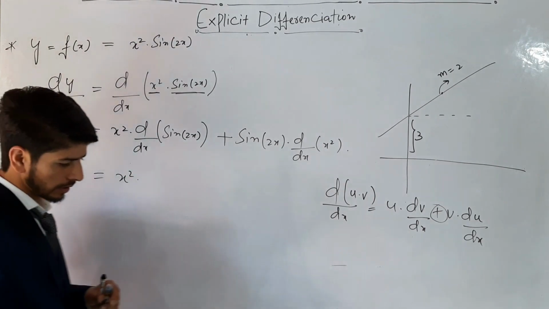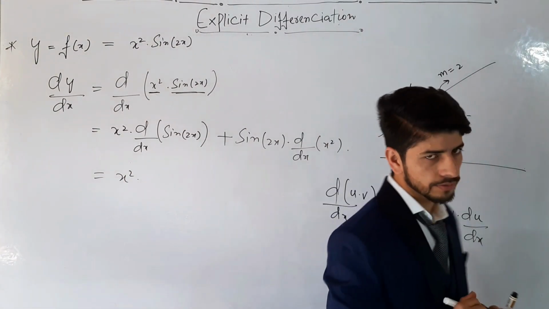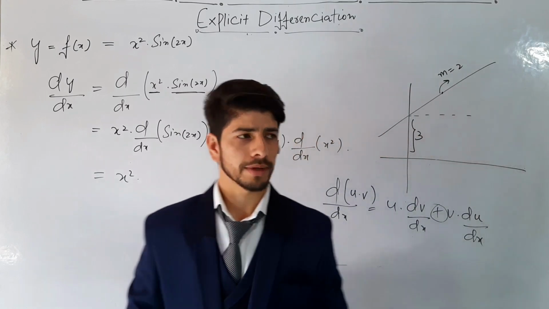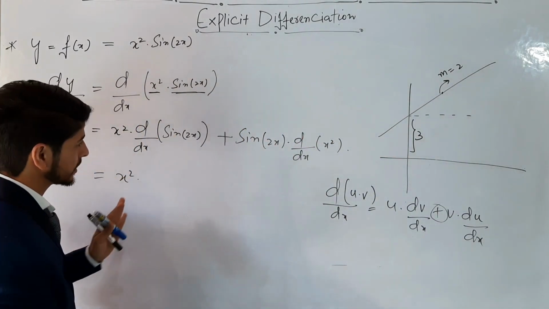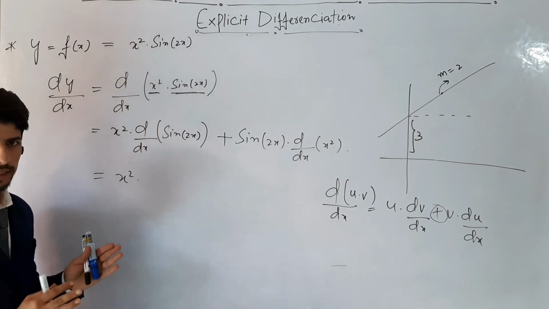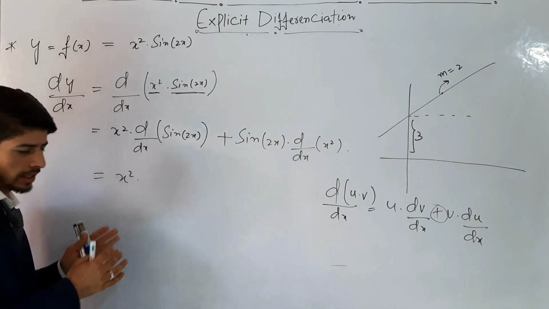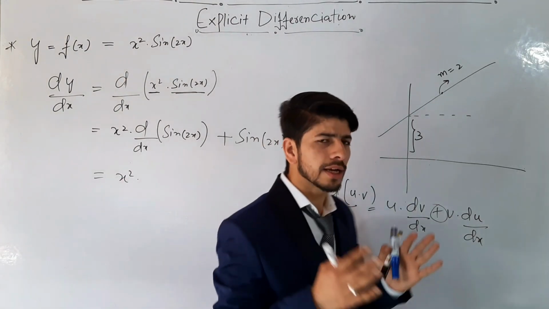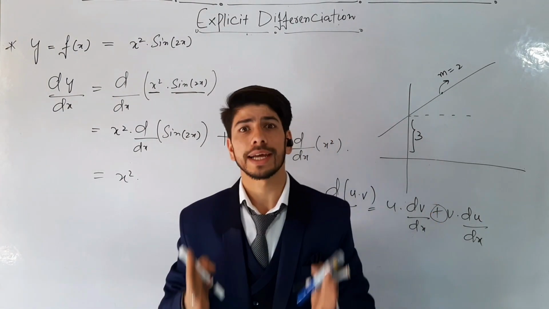Here what do we use? Here we will use the chain rule. You can simply use the chain rule, because in case of explicit differentiation, we simply use the chain rule. What is the chain rule? Very simple. I will give you a simple idea. If you follow this simple idea, you will not find any type of problem that you cannot handle.